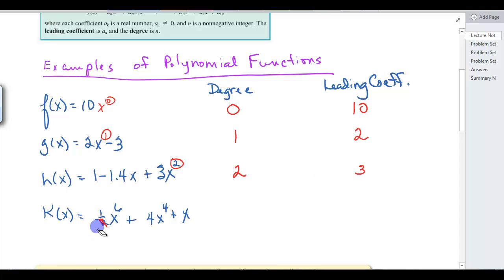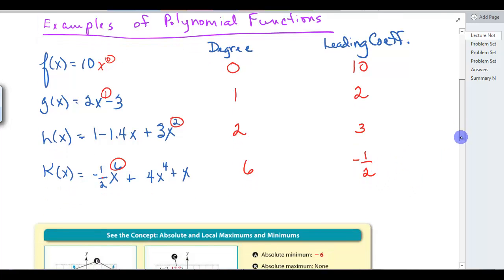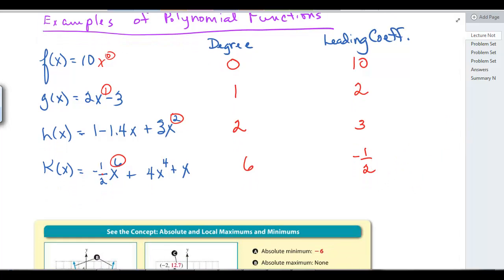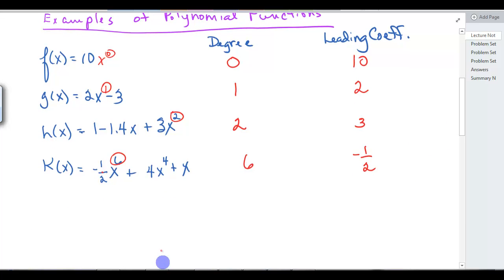I don't know what that red there is. That should be -1/2. Okay, so the degree of this one is 6. That's the highest exponent, and the leading coefficient is -1/2. Now we need to add in a couple of things.